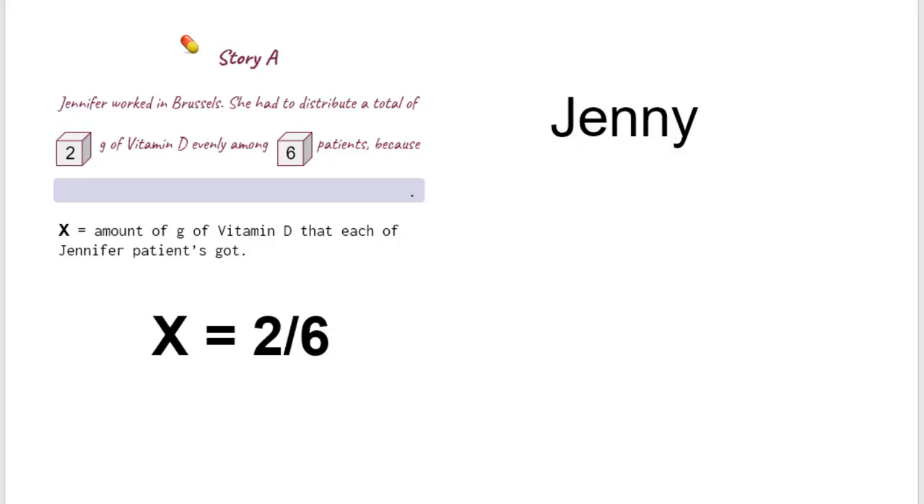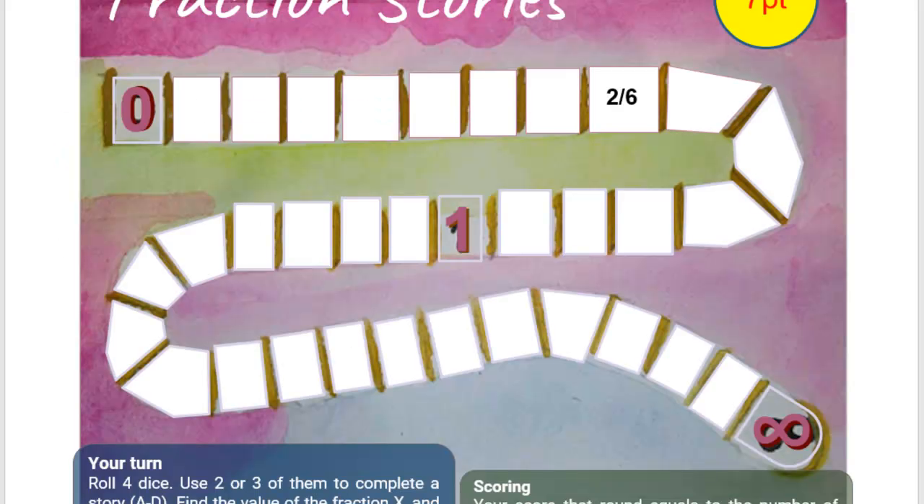Jennifer worked in Brussels. She had to distribute a total of 2 grams of vitamin D evenly among 6 patients. And then she creates a story she completes, because maybe lack of sunlight or other deficiencies for vitamin D. And now X is clearly 2/6 because it's how much every patient gets. So 2 is the total, 6 is the number of people. And so she's going to place 2/6, which is 1/3, on the board.